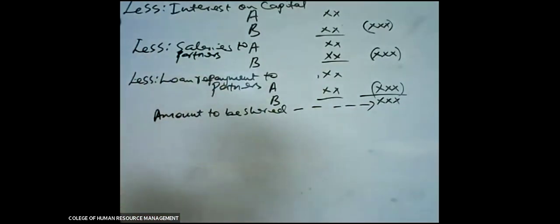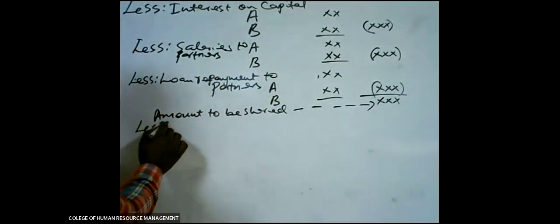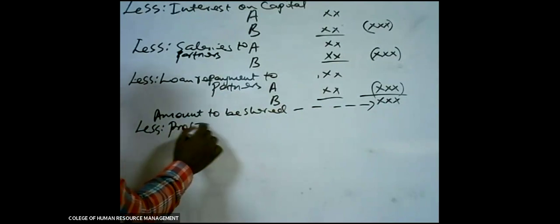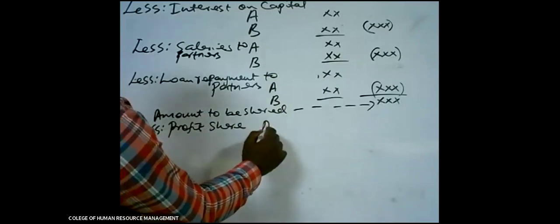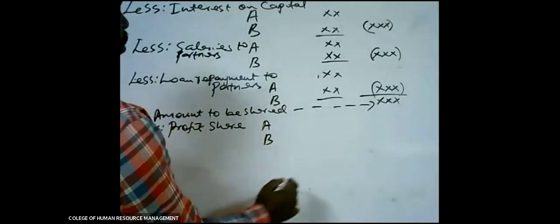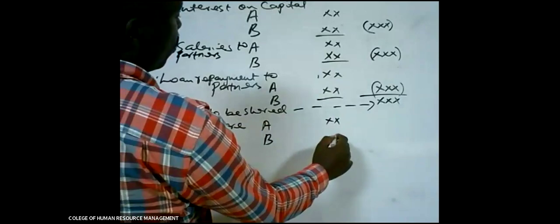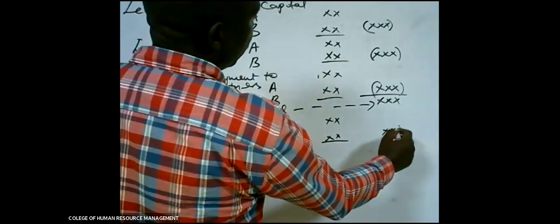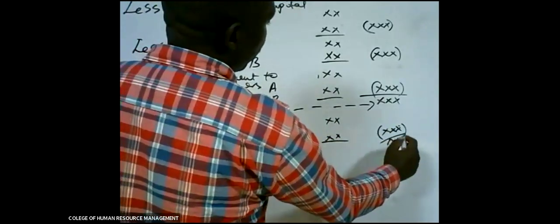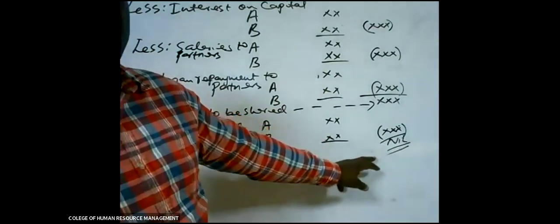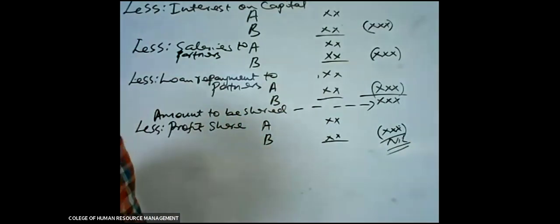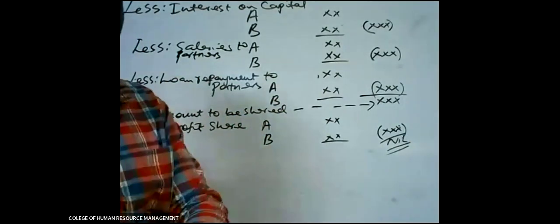Once you have that amount, you deduct the profit share. What partner A will get as per the ratio, B will get as per the ratio. And once they have shared that, they get the balance. They will share everything. Partnerships that don't have retained earnings normally share, and then the balance is nil. So it is a matter of understanding the appropriation.